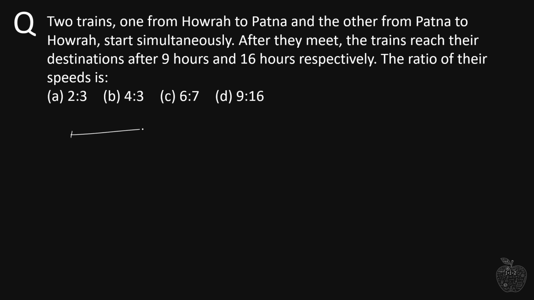Okay, so there is this distance from Howrah to Patna, and let's call these two trains A and B. Train A is moving from Howrah to Patna and train B is moving from Patna to Howrah. After they meet, the trains reach their destination after 9 hours and 16 hours respectively. So the question is telling me that both the trains are moving towards each other and they meet each other at, let's say, point M.